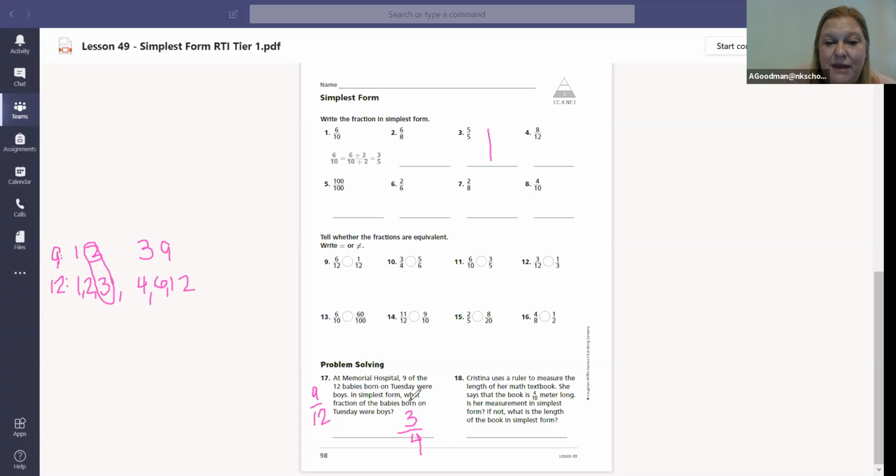What fraction of the babies born on Tuesday were boys? 3/4 of the babies is what you would write, but I don't have enough room. That would be the best super student way to answer that.